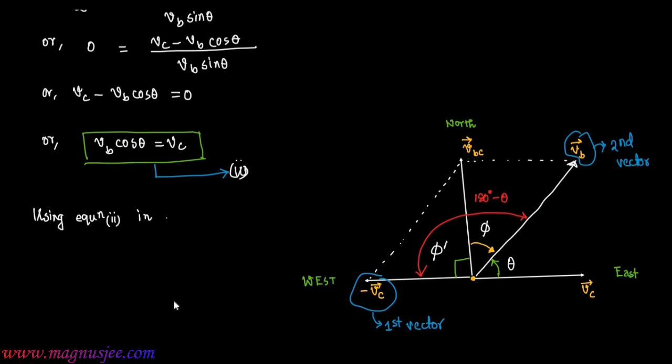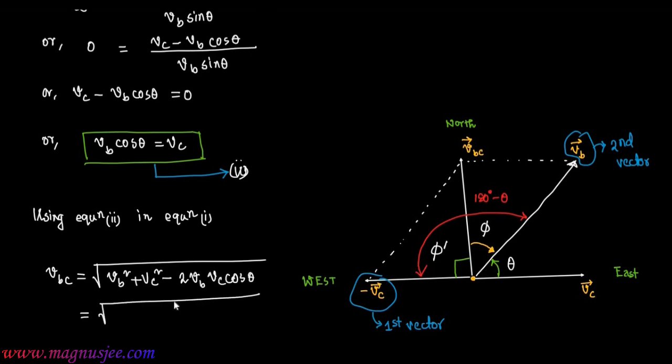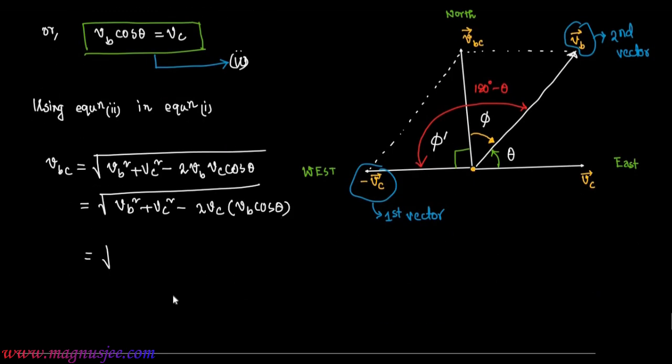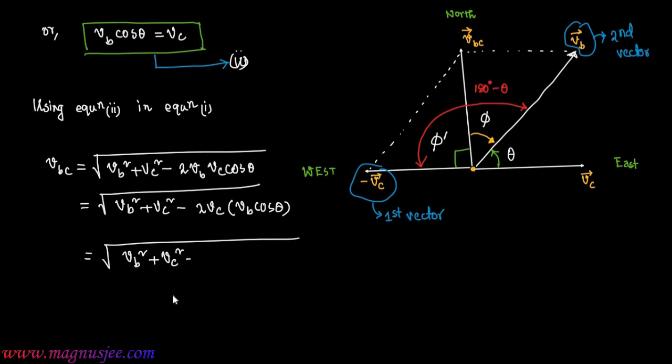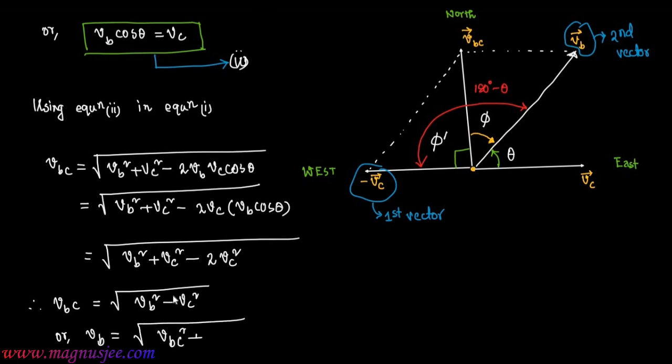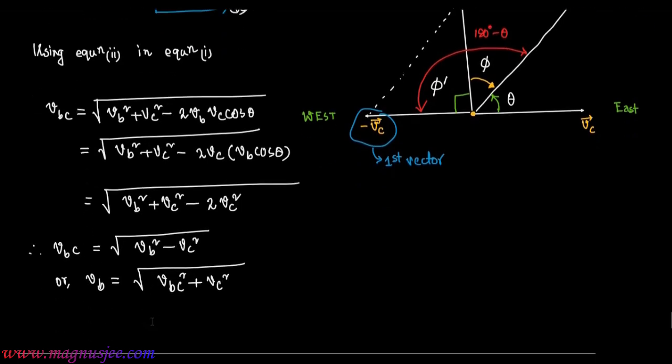Using equation 3 in equation 1, we get VBC as equal to root over VB square plus VC square minus 2 VB VC cos theta. In place of VB cos theta we can write VC. That's why we get root over VB square plus VC square minus 2 VC under bracket VB cos theta, which is root over VB square plus VC square minus 2 VC square, equal to root over VB square minus VC square. We get VBC as equal to root over VB square minus VC square, or, VB is equal to root over VBC square plus VC square.